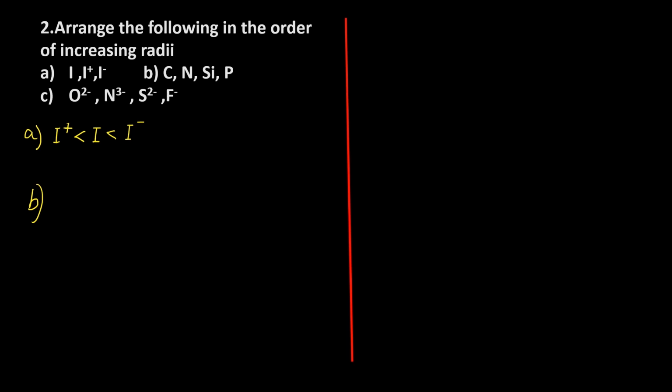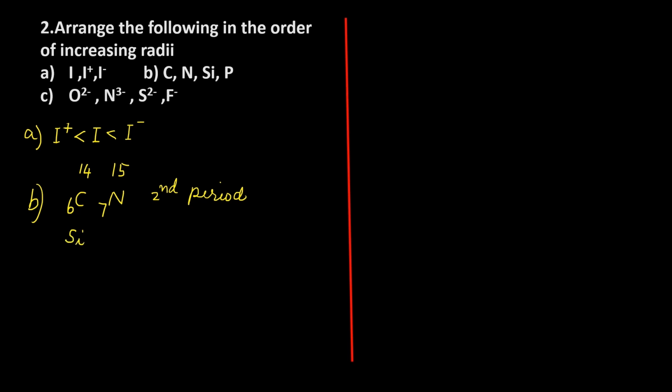All are neutral atoms. Among them, carbon and nitrogen belong to second period. Atomic number of carbon is 6 and that of nitrogen is 7. Carbon belongs to 14th group and nitrogen belongs to 15th group. Across the period, the atomic size decreases. So, nitrogen is smaller than carbon.